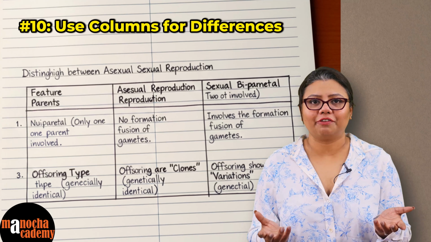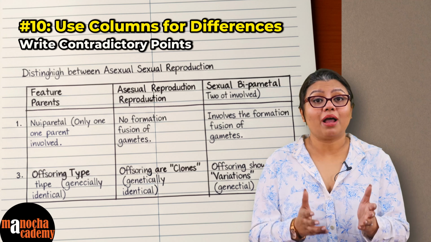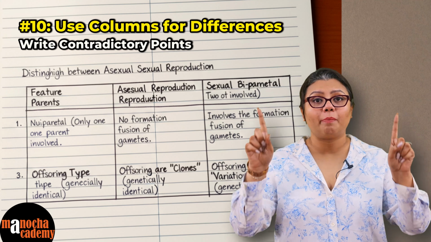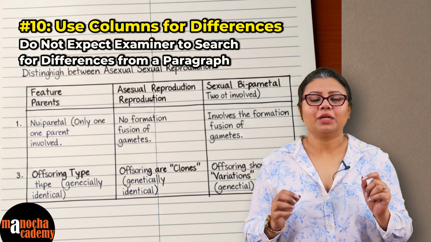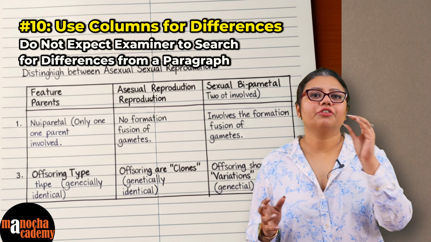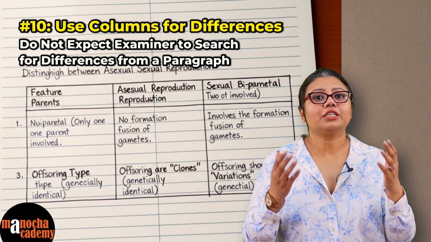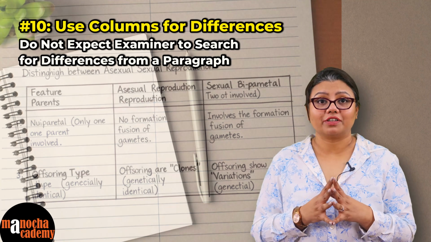or when we are asking you to write the differences between 2 concepts, you have to find out the differences and write opposite, contradictory points and not expect that the teacher will do that for you. So make 2 columns and write contradictory or opposite points to ensure that you make us understand that you have understood the difference between the 2.